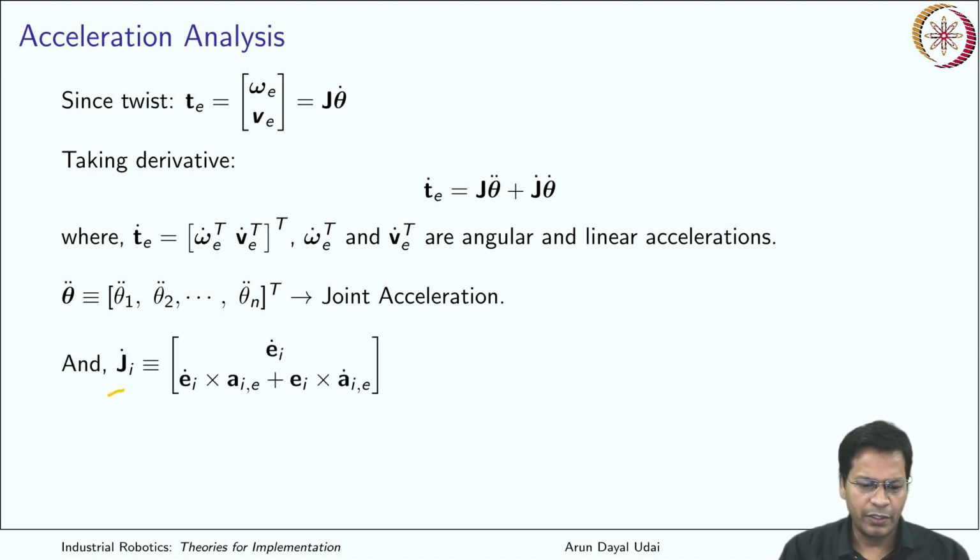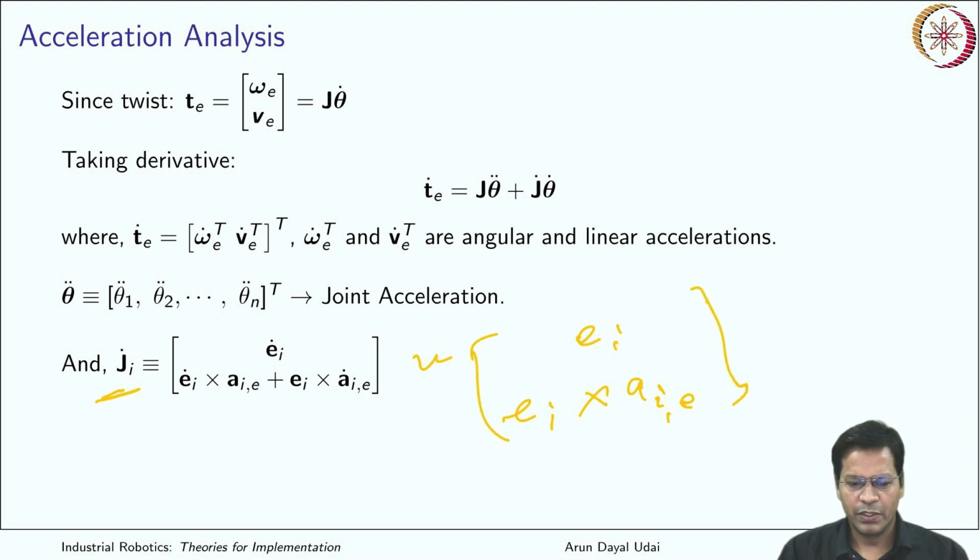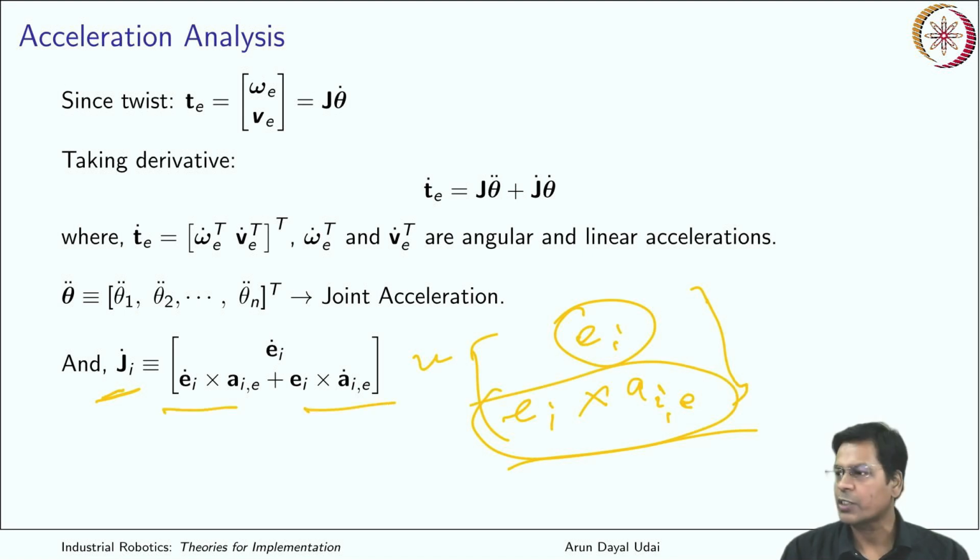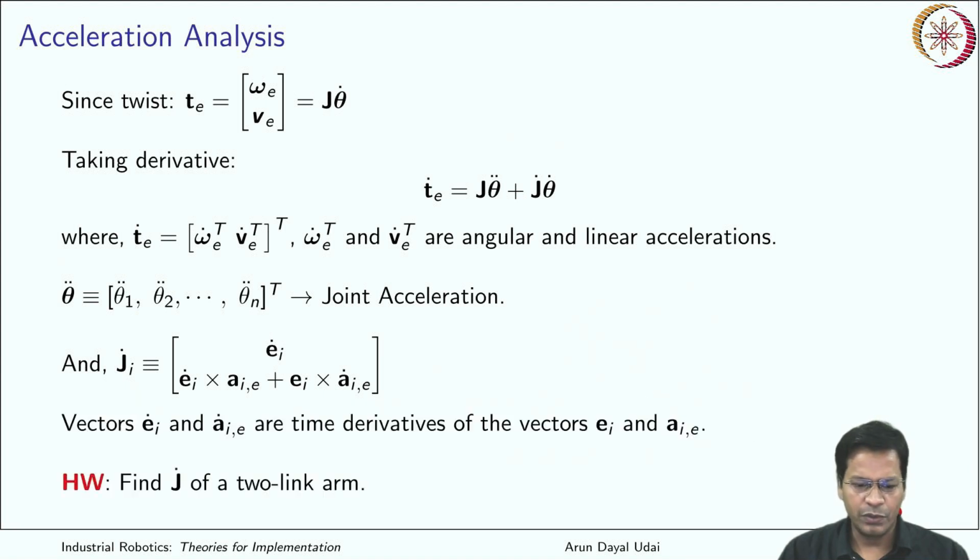Then J dot can be calculated like this, by taking the derivative of e_i cross a_i. That is what you did. This was the general ith term of your J matrix. You just take the derivative of this as well as this, and taking the derivative can be expanded like this. Now you know J dot, and theta double dot is already known. So these terms are known, and now you can obtain the end effector angular and linear accelerations.